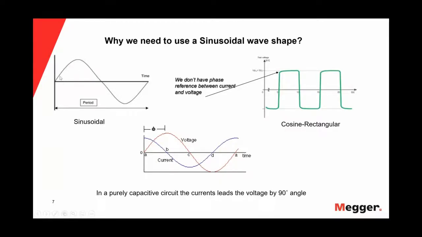Okay, so why do we need to use a sinusoidal wave shape? Here's the sinusoidal as you saw earlier. The difference is here on the right: with the cosine rectangular, we don't have the phase reference between the current and the voltage for the tan delta measurement, as opposed to the VLF sine wave. In a purely capacitive circuit, the current leads the voltage by a 90-degree angle, as applied here. A is the voltage, B is the current, and this is the time.